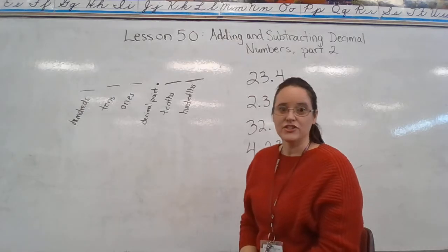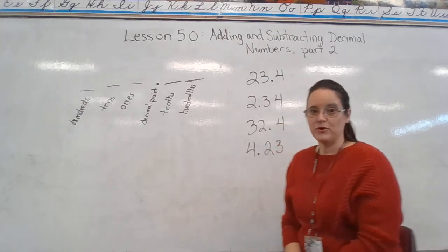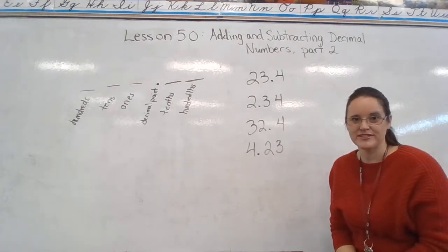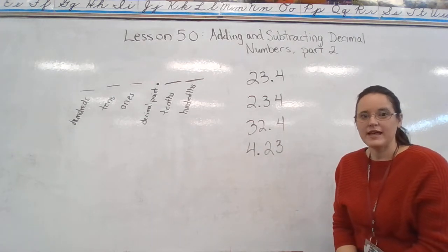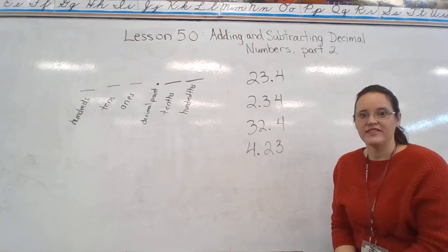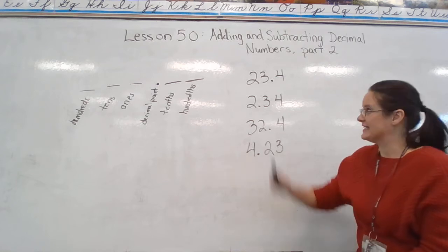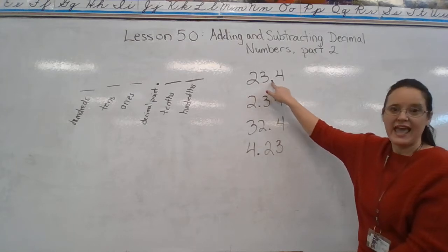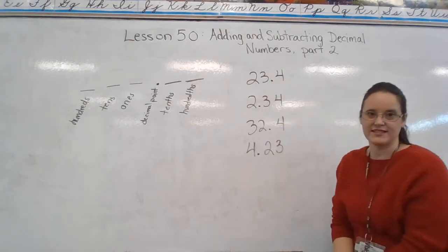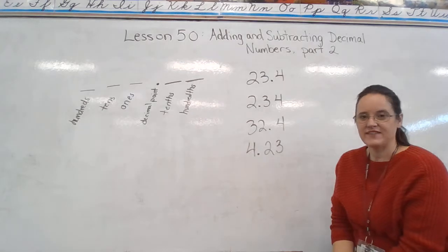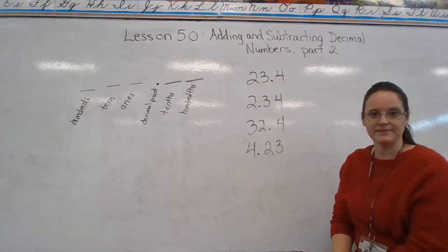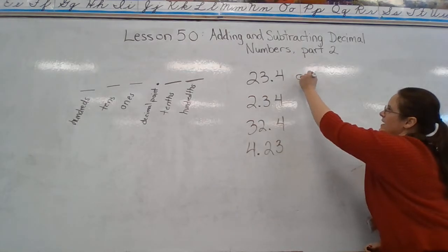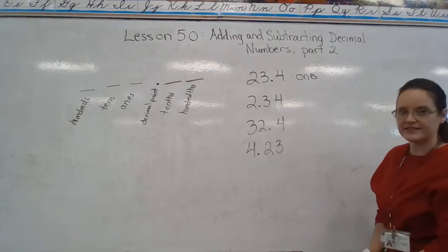All right, so the first type of example we're going to do has to do with all of these numbers. I want you to tell me what place value the 3 is in each of these problems. So start with 23 and 4/10. What place value is the 3 in? Here, it's in the ones. If you said ones, you are absolutely correct.